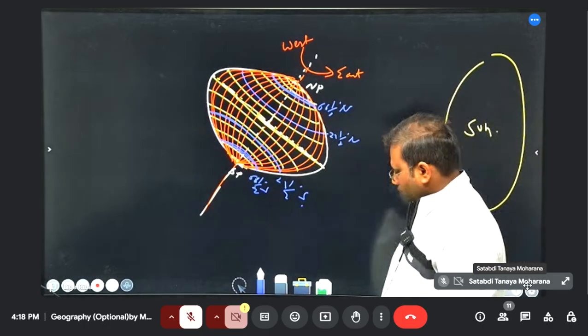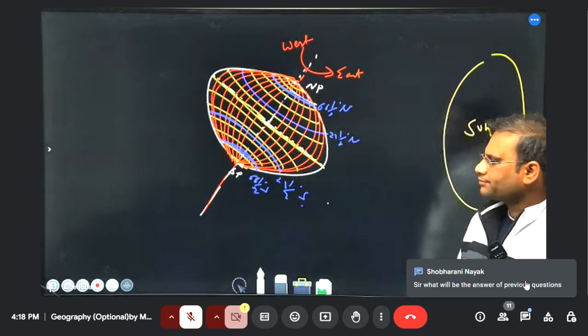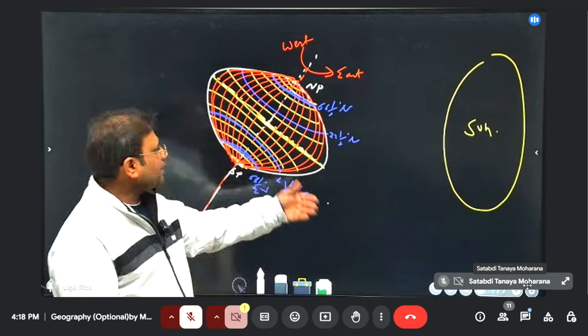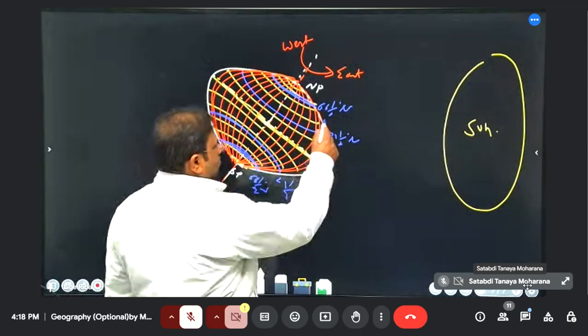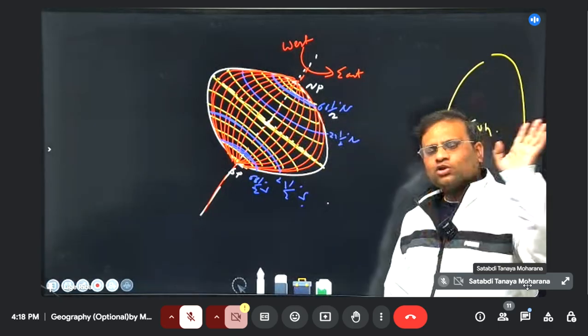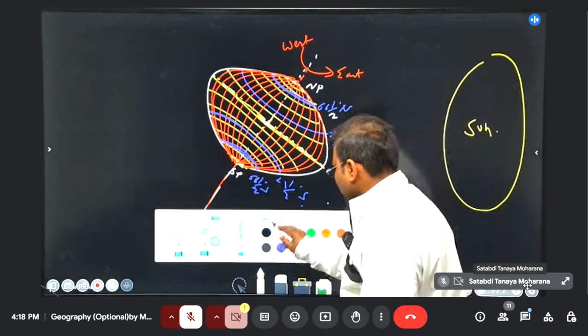Right? We will come back to this figure again. But now shift to the next topic: motions of Earth. What is Earth doing in this solar system?